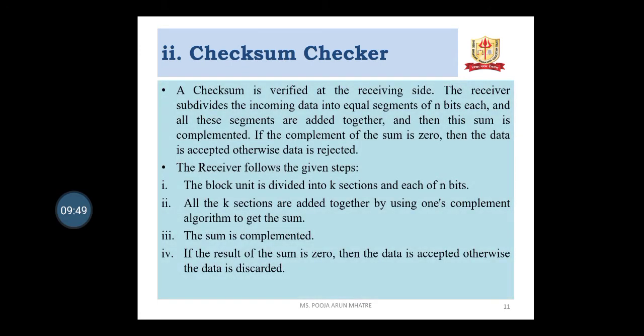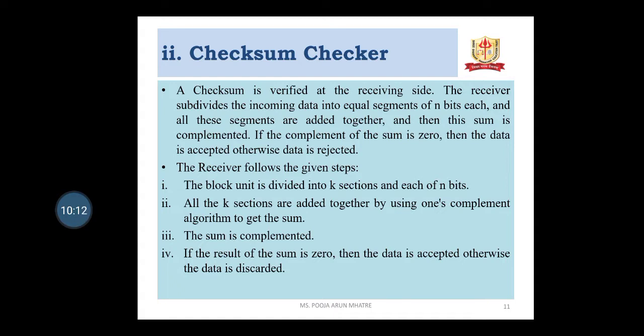Checksum checker. A checksum is verified at the receiving side. The receiver subdivides the incoming data into equal segments of n bits, and all these segments are added together, and then this sum is complemented. If the complement of the sum is 0, then the data is accepted, otherwise the data is rejected.